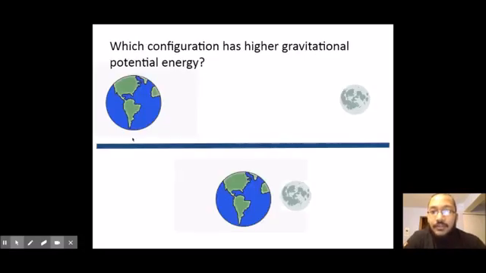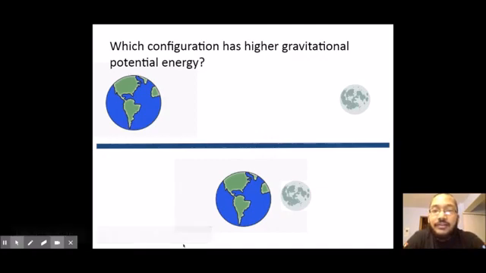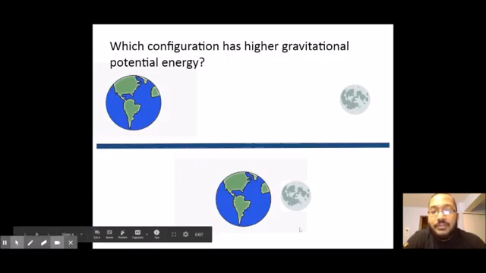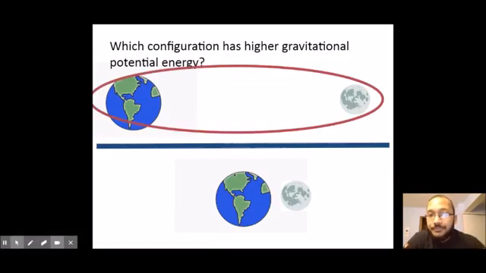So take a look at these setups, this one up top and then this one on the bottom. Which configuration has a higher gravitational potential energy? This system up here or this system down here? It is the top one. I've got 2 ways to convince you that it's this one.